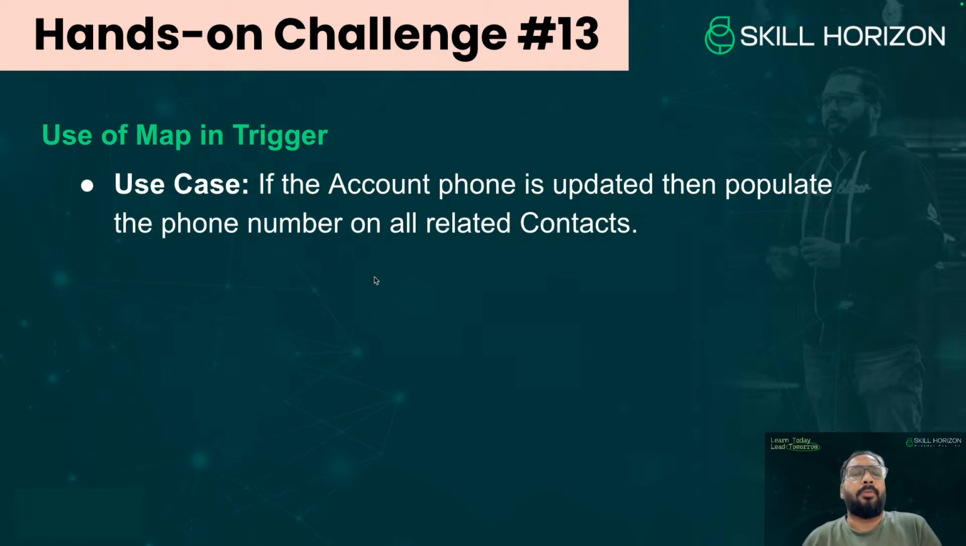So here we have a use case where it says if the account phone is updated, then we need to populate the phone number on all related contacts. This update will be happening on account, so we need to write a trigger on account. It will be an update trigger, and we are going to update the related contacts, so it will be after update. This is how I identified which trigger I need to implement. In this scenario I will guide you why we need to use map. We can implement the solution without map, but if you use map, it will be the optimized solution.